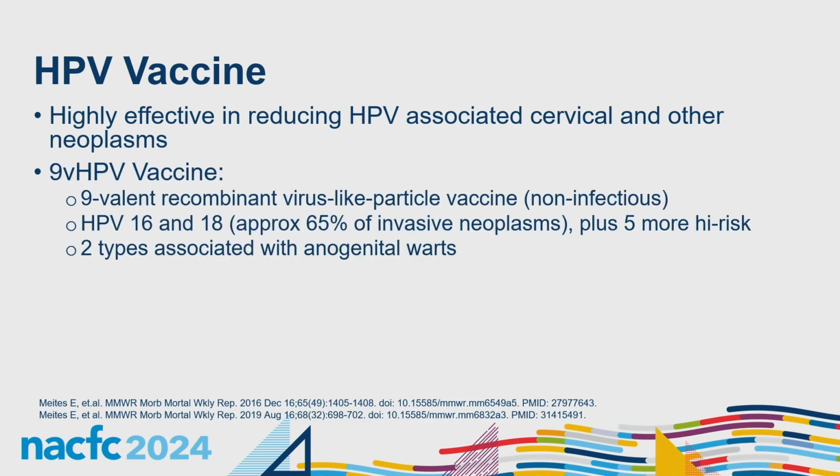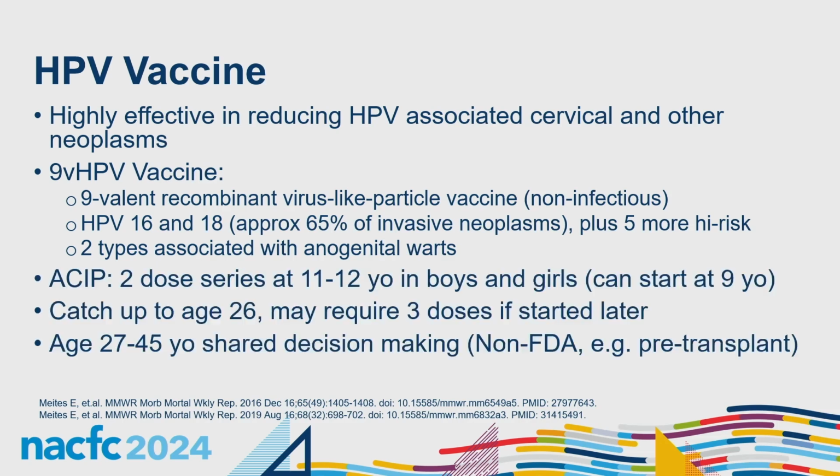Just as a reminder, it's currently a 9-valent vaccine that is based on virus-like particles that are non-infectious, and the 2 primary serotypes, 16 and 18, are responsible for the majority of neoplasms, but the 9-valent vaccine includes 5 more high-risk types and 2 types associated with anogenital warts.